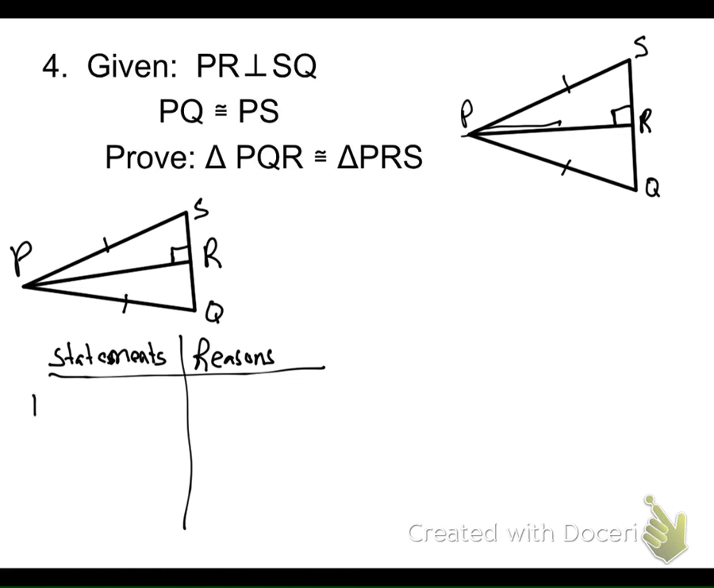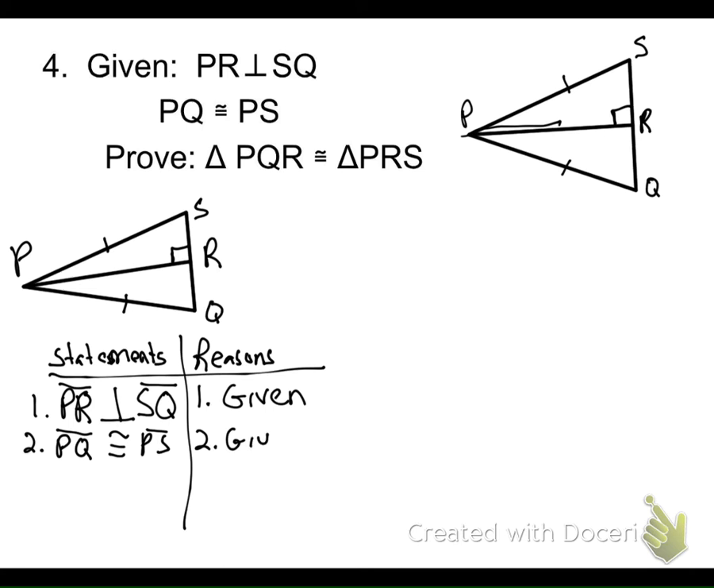So first given is that RP, or PR, is perpendicular to SQ. And 1 is because that's given. Number 2, we have that PQ is congruent to PS. And again, that's because it is given. So right now we have those 2 pieces of information. Based on the fact that it is perpendicular, what do we know is formed? Perpendicular lines form what? They form right angles, right?